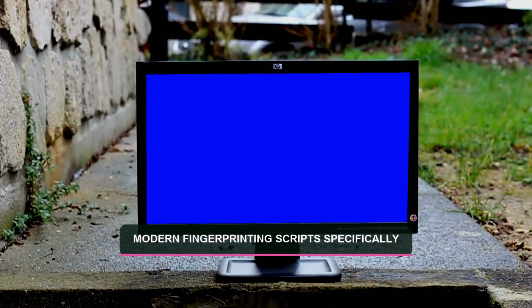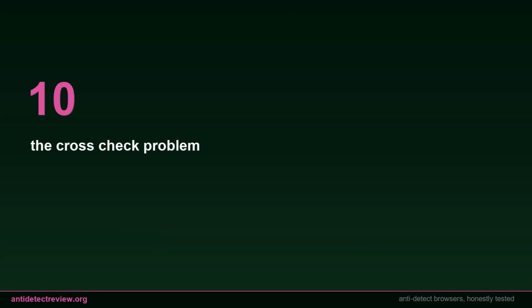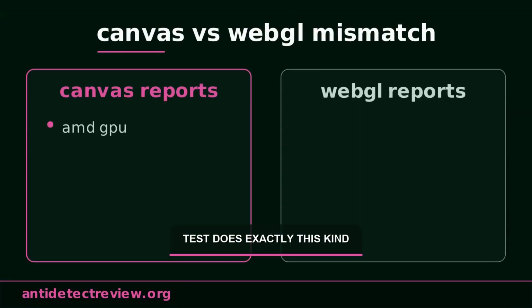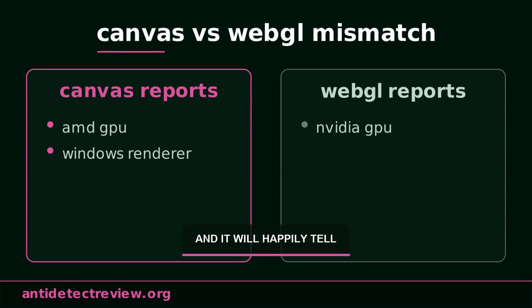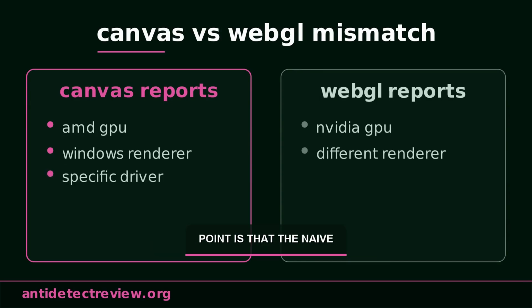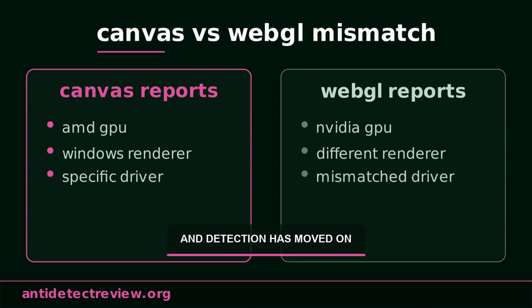How detectors catch the lie. Modern fingerprinting scripts specifically look for the fingerprints of fingerprint spoofing. They read the canvas multiple times and check whether it is stable. They look for the statistical signature of added noise. They cross-reference the canvas against every other hardware signal for agreement. A well-known open-source test does exactly this kind of consistency and lie detection, and it will happily tell you when a canvas has been tampered with clumsily. The point is that the naive defenses have known countermeasures, and detection has moved on to catching the defense itself.